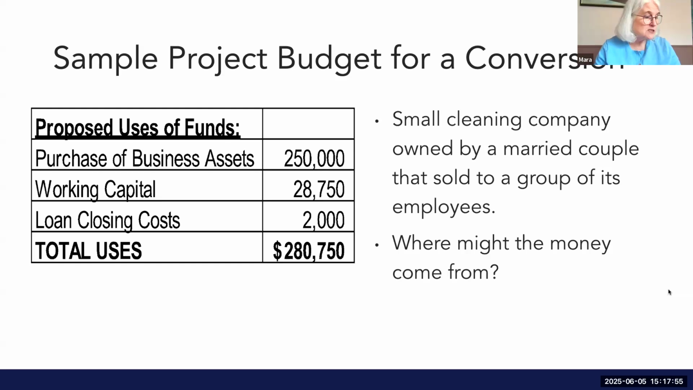So this is an example of a small cleaning company owned by a married couple that sold to a group of its employees. They had to move to another state for their own reasons. And they determined that the purchase price of their business would be $250,000. The new worker owner co-op also needs some working capital. They need to have some money in their bank account to pay bills until the sales start coming in. And again, we have to be sure that we have money budgeted for the closing costs.